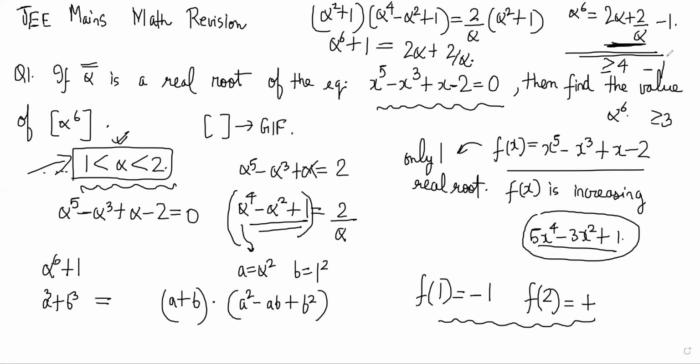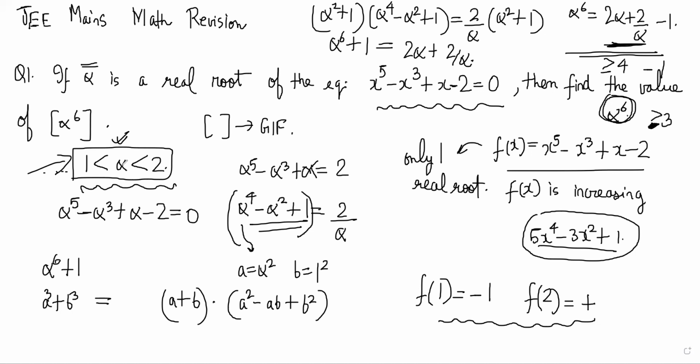Correct. But that is not going to happen. Alpha will never be equal to 1. So you can write a strict inequality that alpha power 6 is greater than 3, right? That is one important thing, because if we can find an upper bound, then we can find the GIF, right?